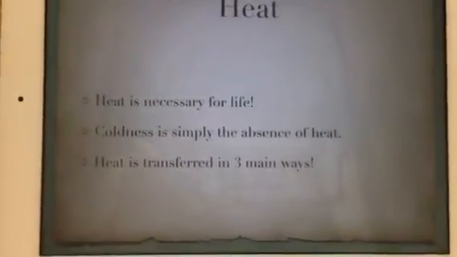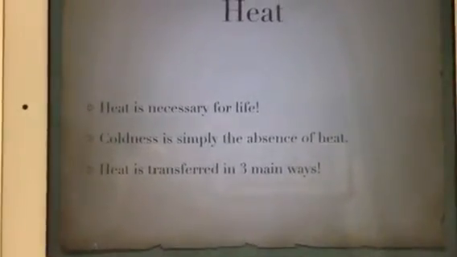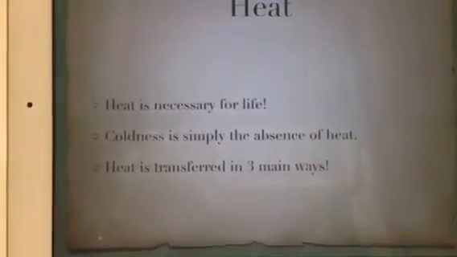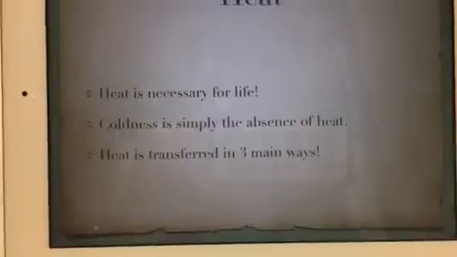Coldness is simply the absence of heat. So there's no such thing as coldness. We're only cold when there isn't the right amount of heat that we would need to be comfortable.